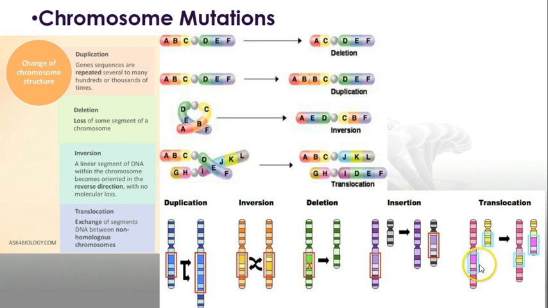And then you have translocation, where two parts of genes, this part and this part, in this case, will actually flip, and this part will move to one chromosome and this part will move to the other, and that's what you saw up here. So deletion, that's this one. Duplication, that's this one. Inversion, that's this one. And translocation is this one.